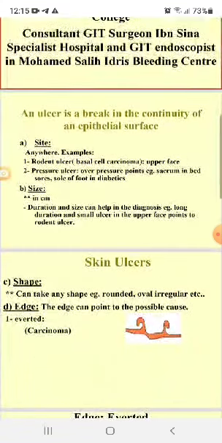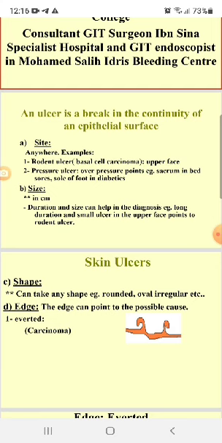Let us first say the definition of the ulcer. An ulcer is a break in the continuity of an epithelial surface. Any epithelial surface. Skin is an epithelial surface. If there is something that causes gapping of the skin, that the skin is no longer continuous, this gap is called ulcer.